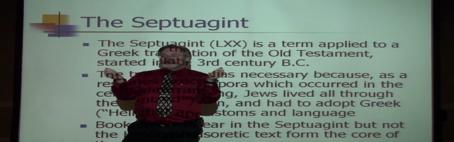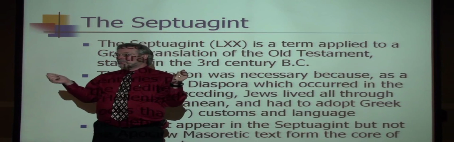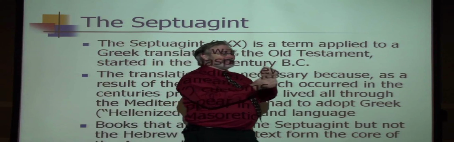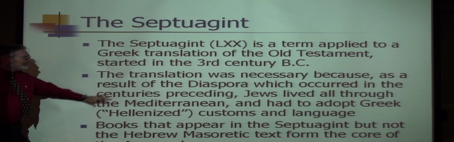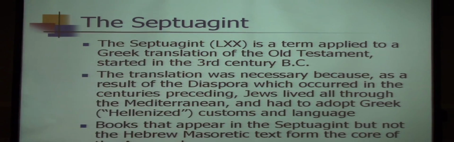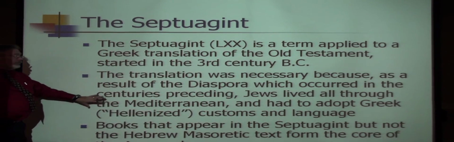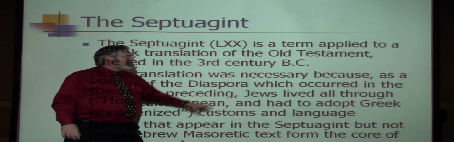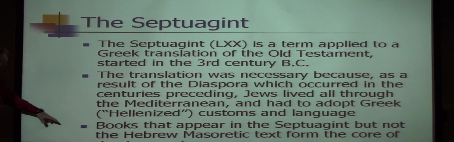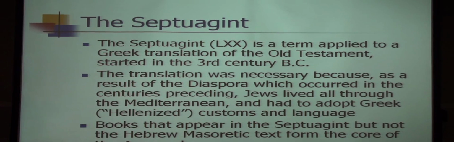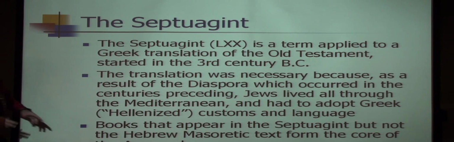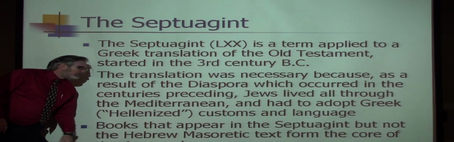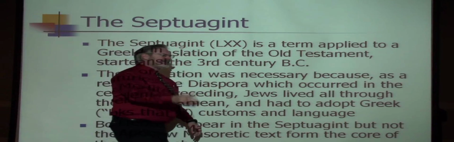A lot of those Hellenized Jews couldn't even read Hebrew anymore. So they had to have a translation that was in a language they could read. So that's one of the reasons to write this wonderful translation. There was another reason too, and we'll get to that in a moment. There are books that appear in the Septuagint, but not in the Hebrew Masoretic text, and those books form the core of the Apocrypha. So how did this happen?